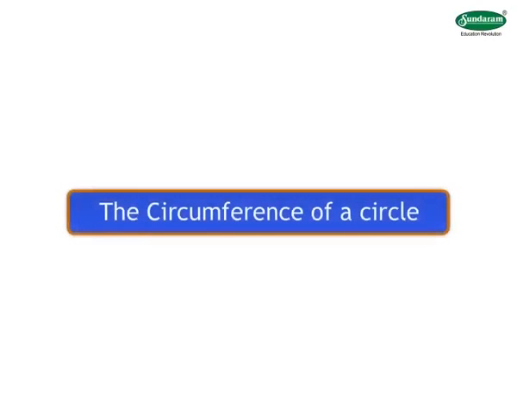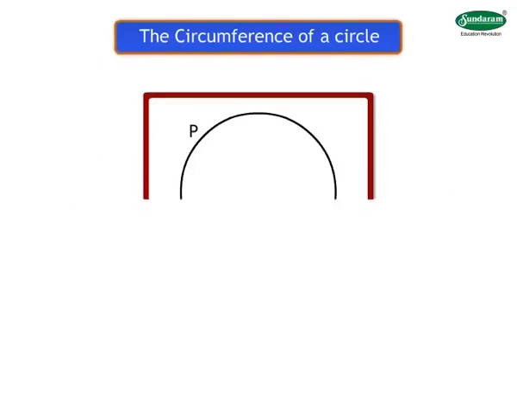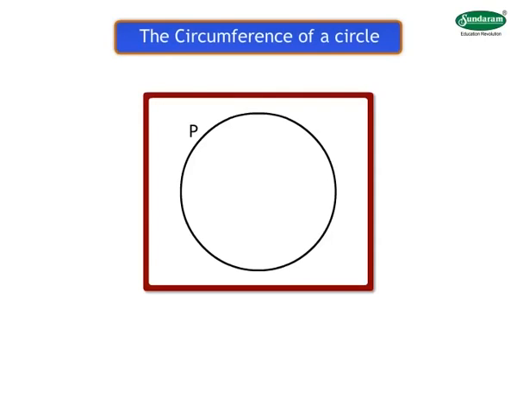As you all know, the outer boundary line of the circle is termed as its circumference. In the figure of the circle, we can see that a point P is shown on the circumference of the circle. Let's briefly cover the concepts of radius and diameter. Look at the screen.